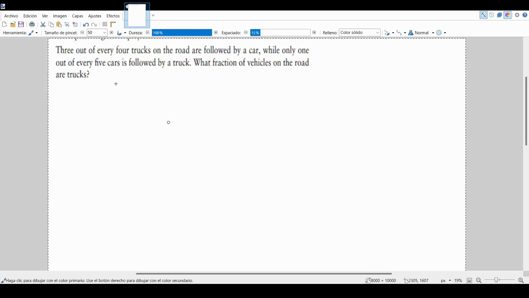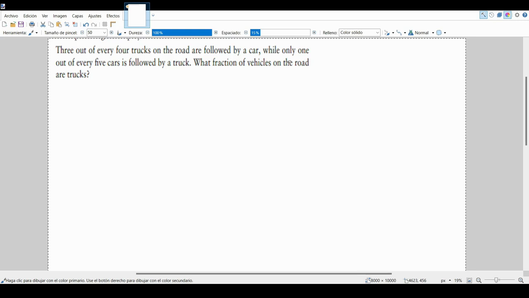So we are given the following problem here. 3 out of every 4 trucks on the road are followed by a car, while only 1 out of every 5 cars is followed by a truck. And we want to know what fraction of vehicles over a long period of time on the road are trucks.